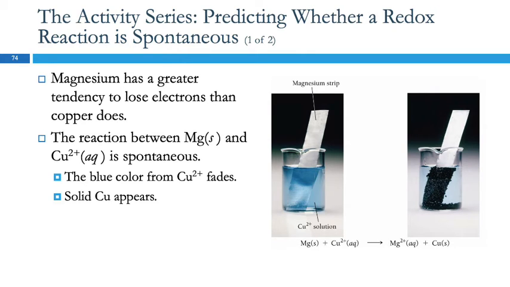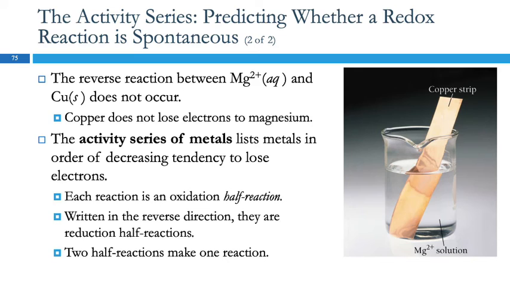If you do it the other way around, though, nothing's going to happen. If you put a strip of copper in a magnesium ion solution, nothing's going to happen. The reason is that magnesium has a greater tendency to lose electrons than copper does, and so this reaction is spontaneous. The magnesium will lose electrons, the copper will gain electrons. Copper strip in a magnesium solution, nothing happens, because the magnesium loses electrons easier than the copper does. And so copper's not going to lose electrons to the magnesium, and nothing's going to happen.